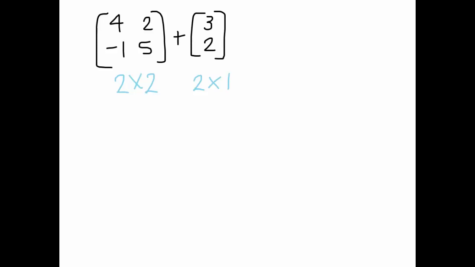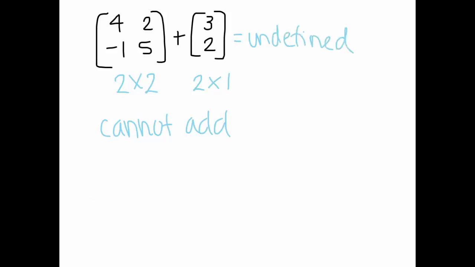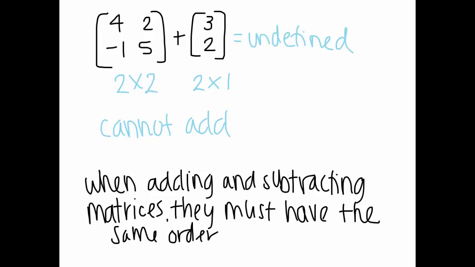Therefore I can't align all elements of the first matrix with all elements of the second matrix. So in this situation, we cannot add these together. This would be considered undefined because I cannot complete this operation. When you're adding and subtracting matrices, they must have the same order. Otherwise, you cannot complete the operation.